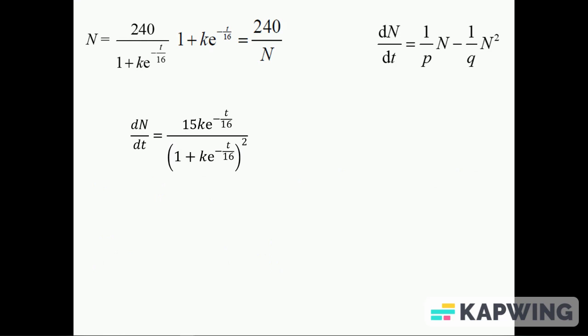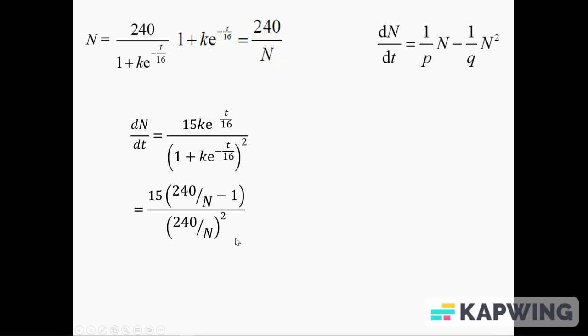And here's what we've got from the original part of the question. That's the formula, rearranged slightly. And here's what we're aiming for, and this is what we've got to rearrange into this. The bottom line, first of all, I can see that it's just 240 over n all squared, because that's 1 plus k e to the minus t over 16. The top line, well, this k e to the minus t over 16 is almost that, so it's 240 over n minus 1. So I've got 15 lots of 240 over n minus 1.